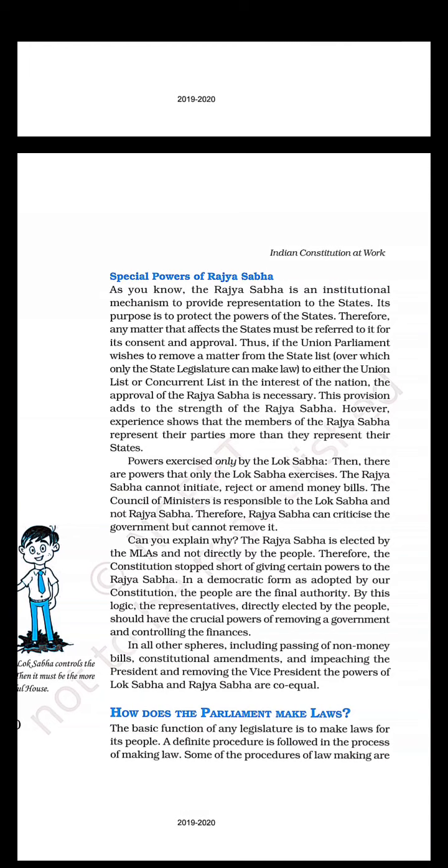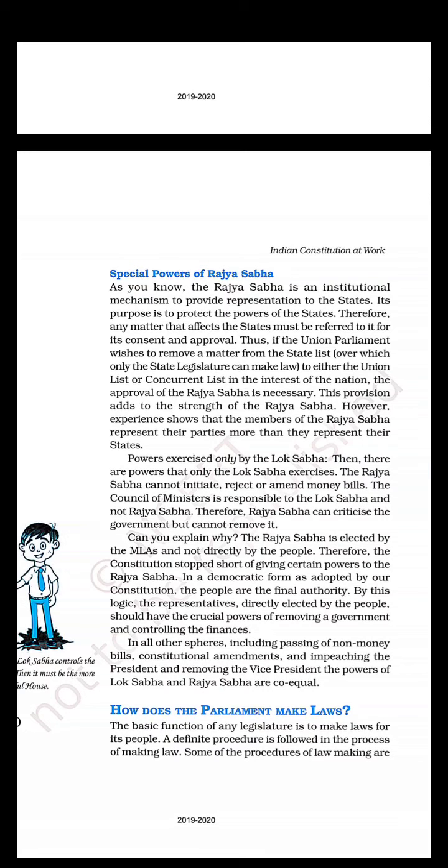Powers exercised only by the Lok Sabha. There are powers that only the Lok Sabha exercises. The Rajya Sabha cannot initiate, reject or amend money bills. It cannot start them. And the Council of Ministers: first of all, the bill is presented in Lok Sabha, then it goes to the second house. The Council of Ministers is responsible to the Lok Sabha and not the Rajya Sabha. Therefore, Rajya Sabha can criticize the government but cannot remove it.